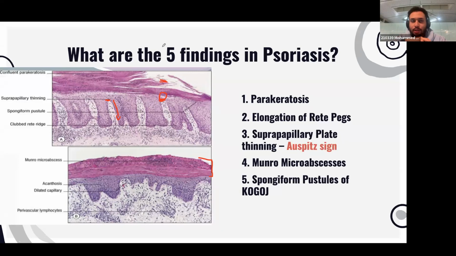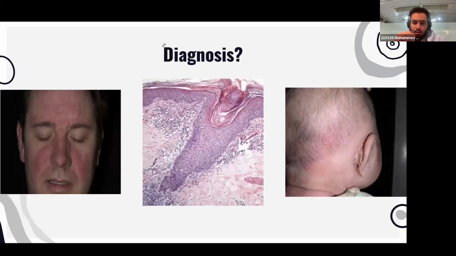Additionally, as I said, you have the salmon-colored plaques, very key. You have the onycholysis, the pitting of the nails, and then you have the 5 signs that are crucial to know about psoriasis, which are these. Okay? Let's move on. This one.